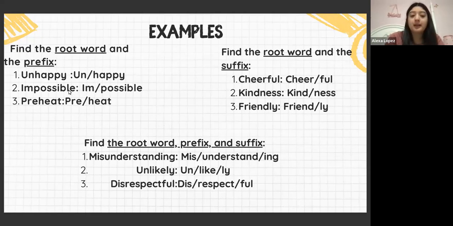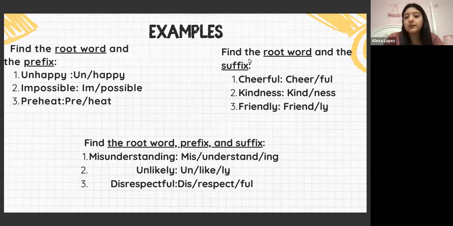Okay, so let's move on. Impossible. Im, which is the prefix, right? And then possible would be the root word, okay? And then preheat. Pre is the prefix, and heat would be the root word, right? Okay.